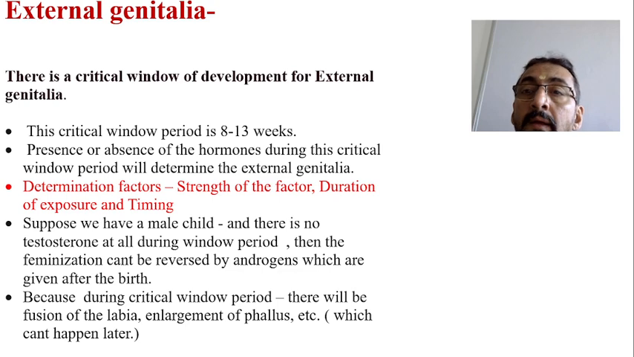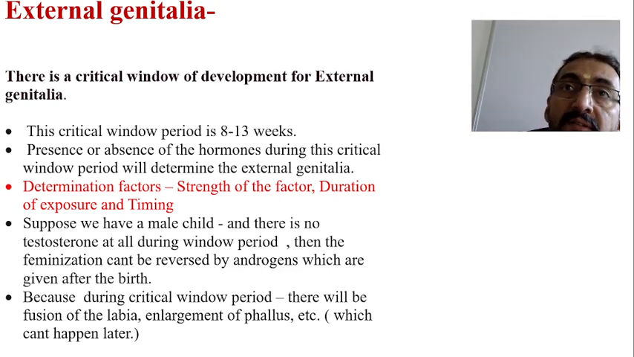Okay. So this is what actually happens in case of males, how the feminization takes place. Okay, we have discussed two conditions. In the next class, again, we will discuss some of the other important issues related to DSD. Thank you very much.